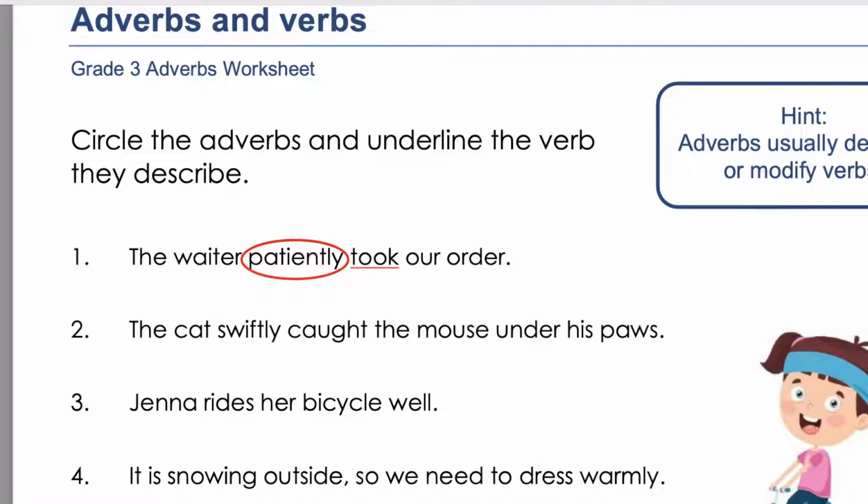Okay, so now we know that adverbs describe verbs. So circle the adverb and underline the verb they describe. Okay? We're going to also take a look at some other things too. We're going to look at that verb a little bit more closely as well, right? So the first one is the waiter patiently took our order. So we underline the word took and we circle the word patiently. What does that tell us? How the waiter took our order, right? It tells us how the waiter took our order.